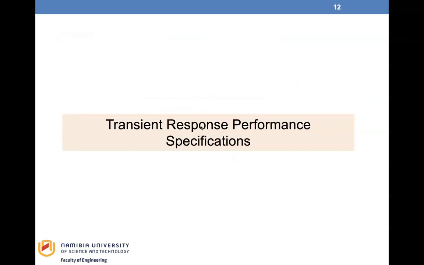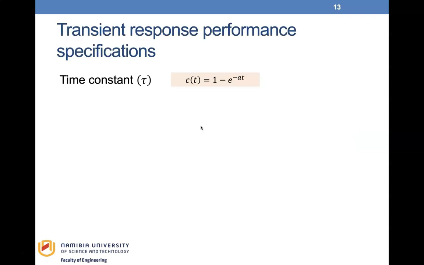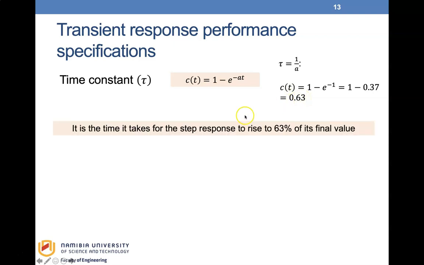So let's put together now the transient response performance specifications for a first order system. We've already discussed the time constant, I explain it here briefly again. The time constant is found at time equals 1 over a, and it gives us a response of 0.63, or we can say it is the time it takes for the step response to rise to 63% of its final value.